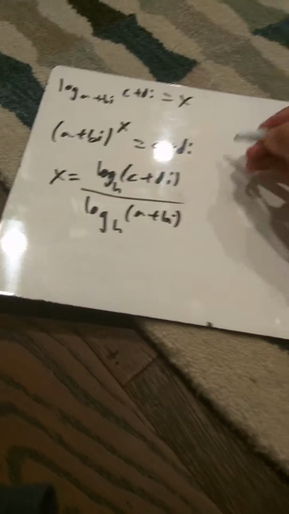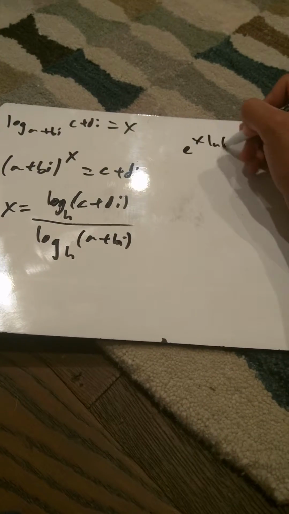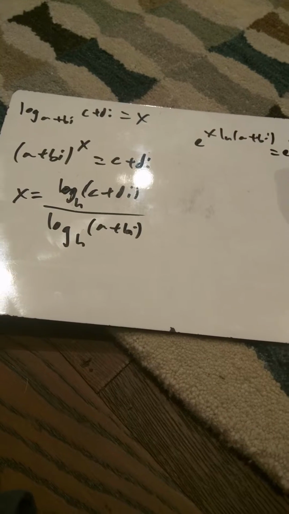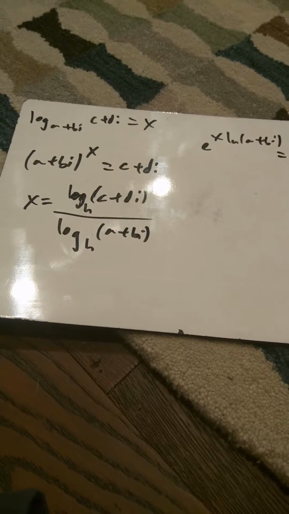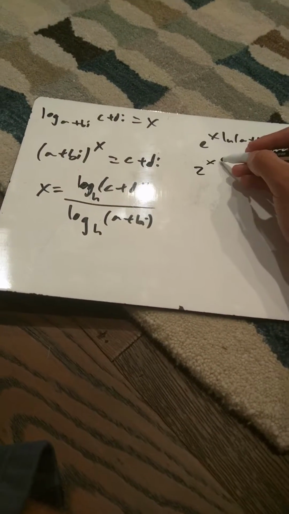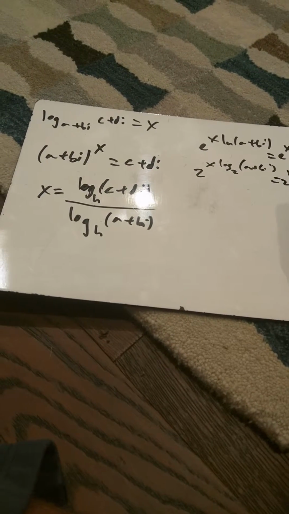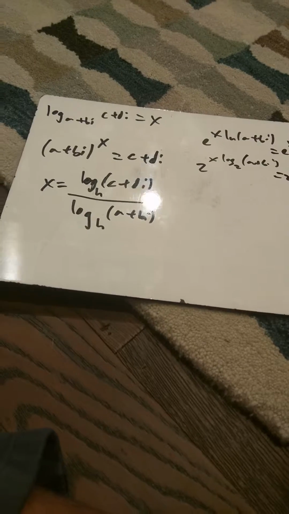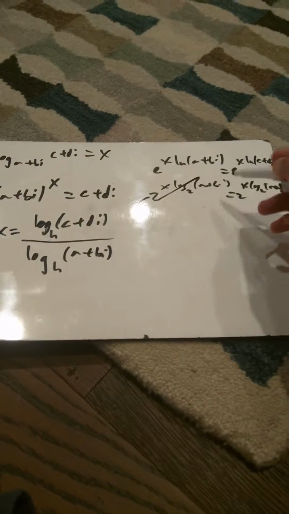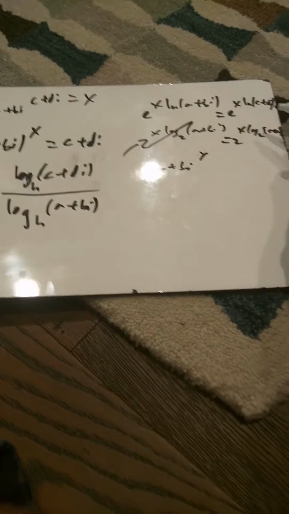And we can do this because we can write this as e to the x ln a plus bi equals e to the x times ln c plus di, right? E to the ln could also just be 2 to the x log base 2 of a plus bi equals 2 to the x log base 2 of c plus di. This is because 2 and log 2 cancel out and e and ln cancel out, so this just becomes a plus bi to the x equals c plus di to the x.